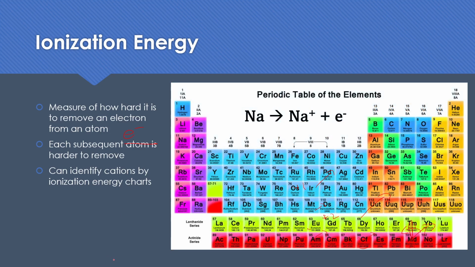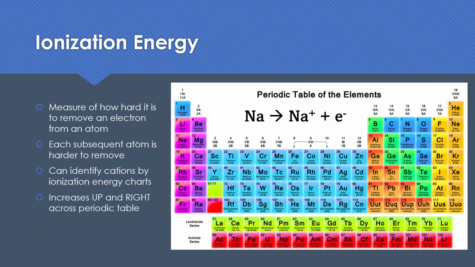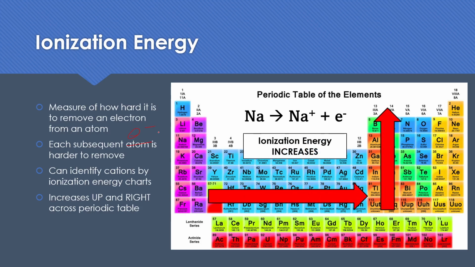Okay. So this property increases as you go up and to the right. Okay, so it's the opposite of size. As size decreases, ionization energy increases. Now this makes sense if you think about it, because if you're holding your electrons in closer, it's going to be harder to pull them away from you. So smaller size means higher ionization energy.